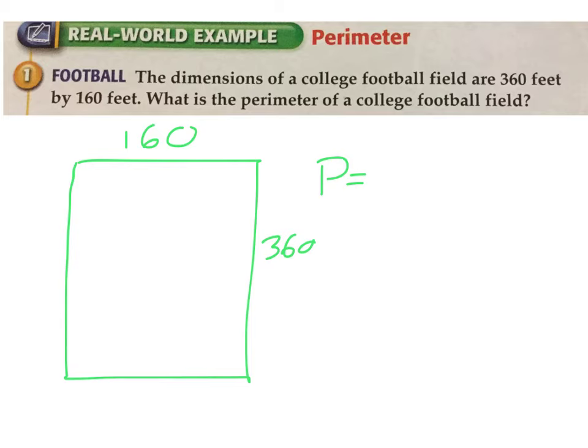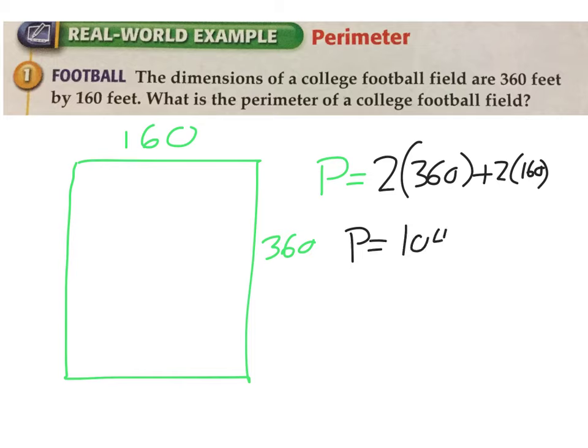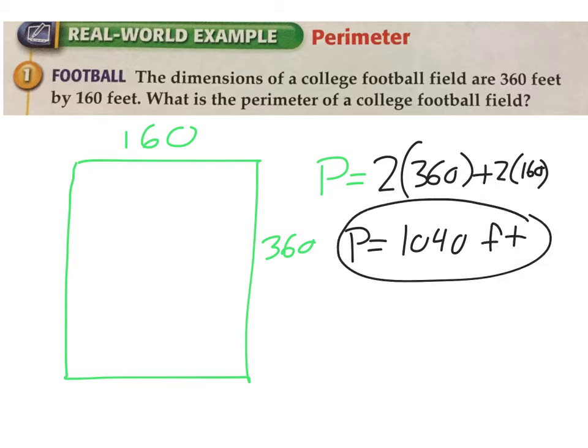So what would the perimeter be? There's a couple of different ways you could do it. The shortest way is to do 2 times the length plus 2 times the width. That would be 720 plus 320, 1,040. I want you to put your units on every one of these. Feet. That way you can keep it straight between square feet and feet. When it's perimeter, you're just going around the outside. We're not filling in squares on the inside, so it's not square units.